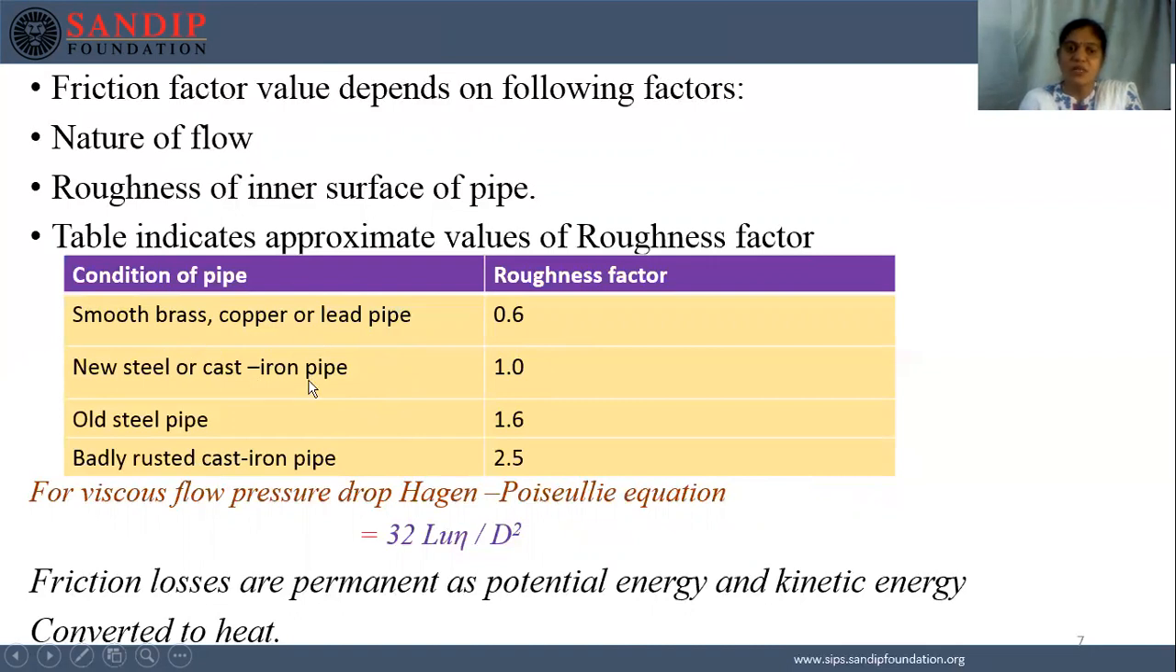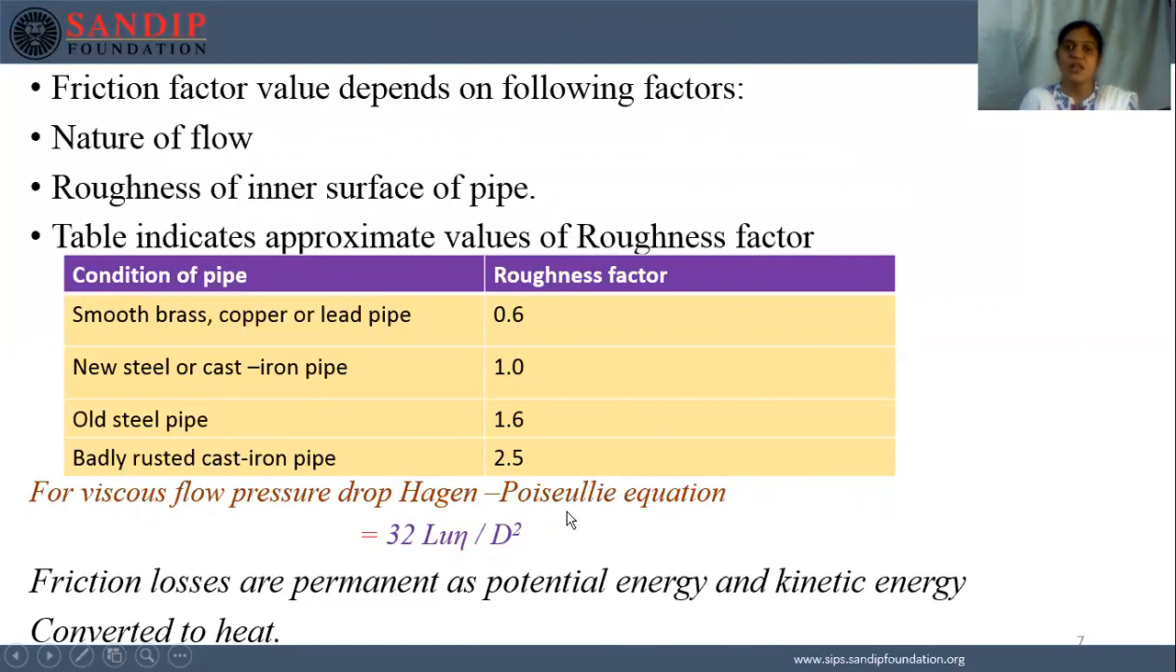A new steel or cast iron pipe has 1 as a roughness factor, an old steel pipe has 1.6 as a roughness factor, whereas a badly rusted cast iron pipe has the highest roughness factor. Now, the Hagen-Poiseuille equation is utilized for viscous flow pressure drop, and it is given by the equation 32 L into U into N divided by D square.